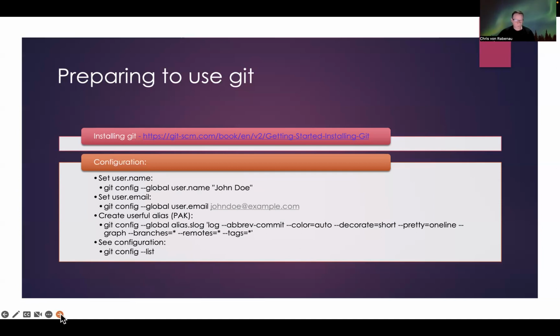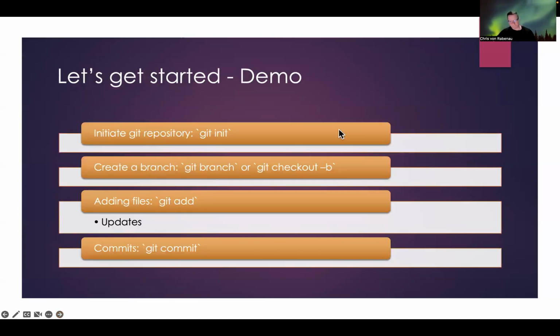Once we have Git prepared, then we can start actually using it. This is where I'm going to hop back and forth to the terminal so that I can demonstrate some of these things, but I'll explain what we're going to do first. We're going to initiate a repository. We're going to create a branch in that repository, then add some files, update some files, and commit those changes. And so we'll see what that looks like.